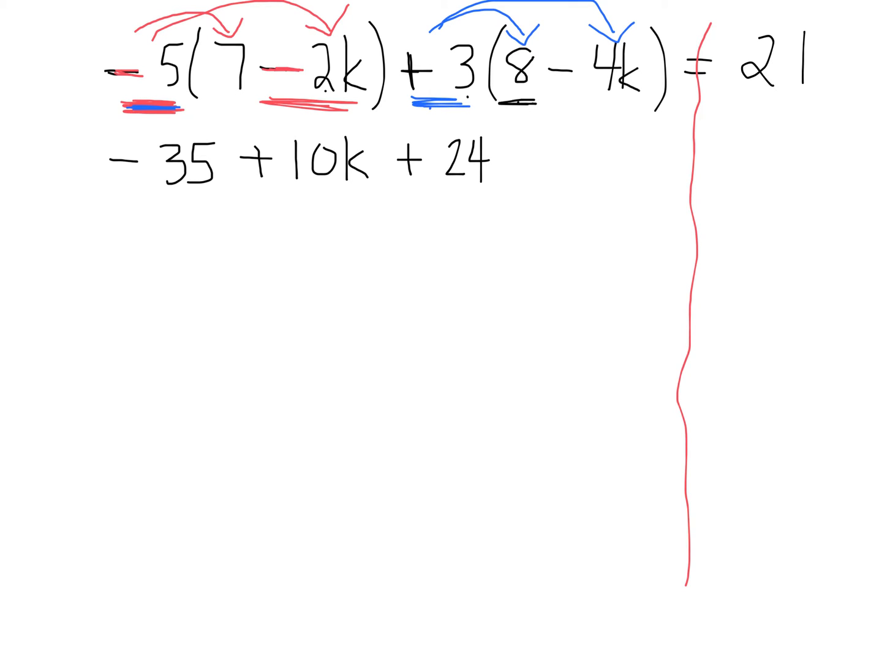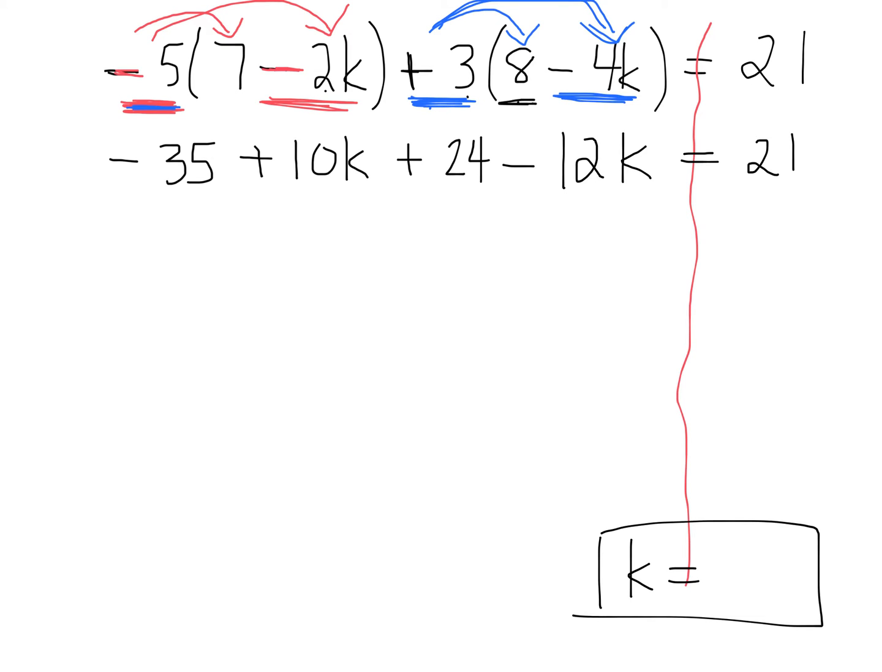Okay, good. Positive 3 times negative 4k. What's a positive times a negative? Negative 12. Thank you. Equals 21. We've just expanded the brackets on the left side. What do you think you have to do next? We're trying to get k by itself. That's our main goal, right, at the end?